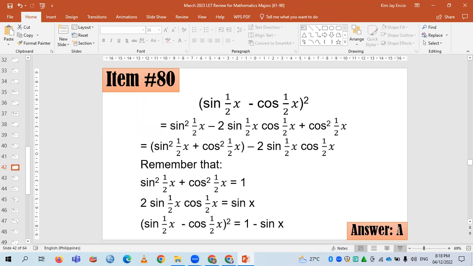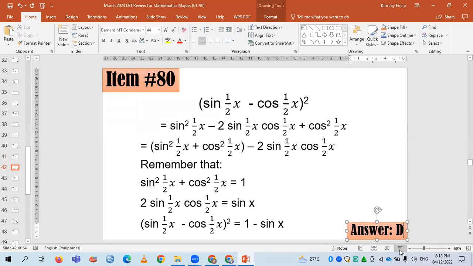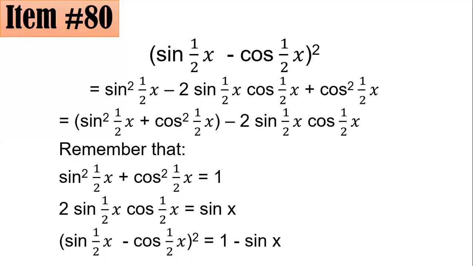Okay, so thank you for that. So we saw it in the sign. Since there is a minus here, it should be minus here as well. So 1 minus sine x, letter D. Thank you for pointing that out. Okay, so please correct our number 80, it should be letter D. Thank you, sir.